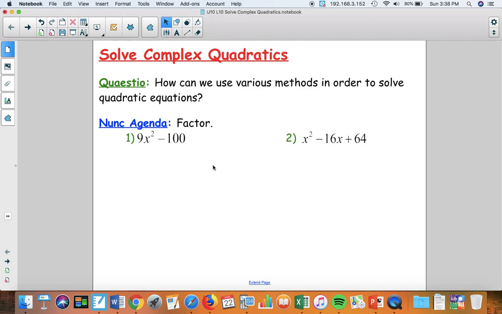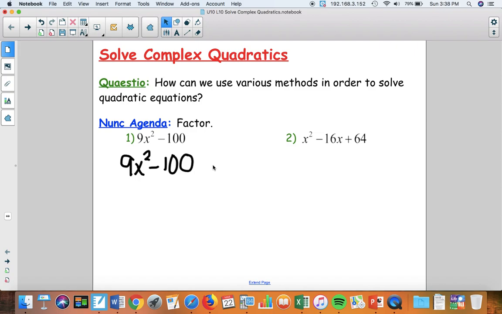Hello everybody. So today we are going to be solving complex quadratics. But first let's take a look at this do now. It says to factor. So the first one we have to factor is 9x squared minus 100. Okay, so when we do this, we have to figure out which factoring method is best.